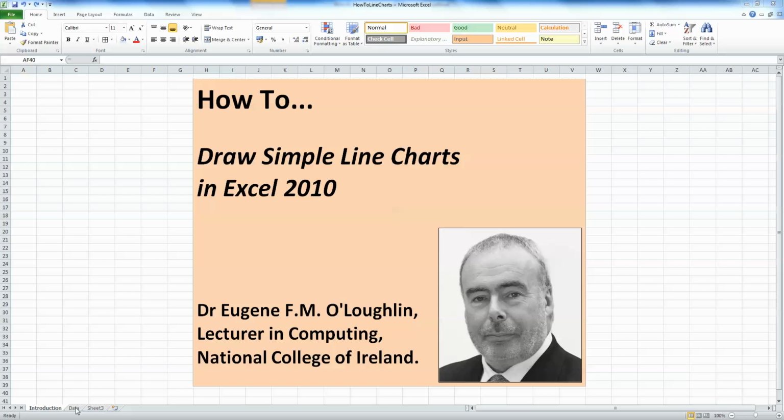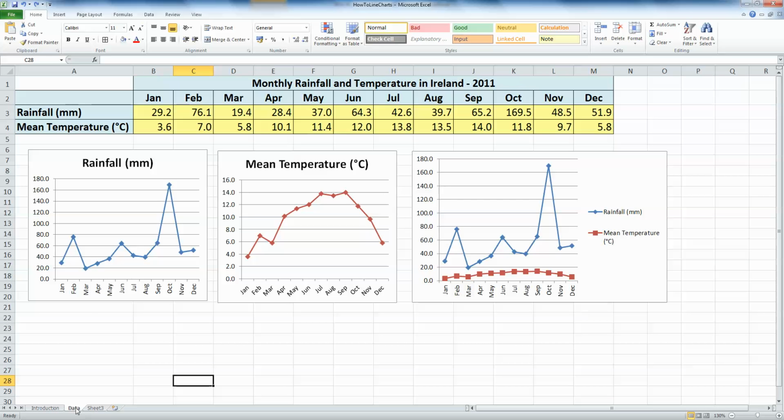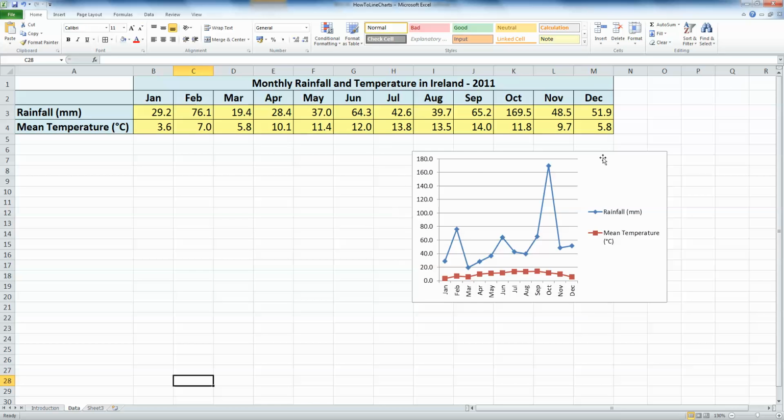In this video, we're going to learn how to draw simple line charts in Excel 2010. So I have some line charts here representing some weather details that I have in yellow and blue at the top of my spreadsheet. I've got a chart for rainfall, I've got a chart for mean temperature, and I have a chart combining both lines on the one chart. And I'd like to be able to draw these line graphs based on my weather data at the top of my spreadsheet. So let's remove these and see how we go about creating these line charts.